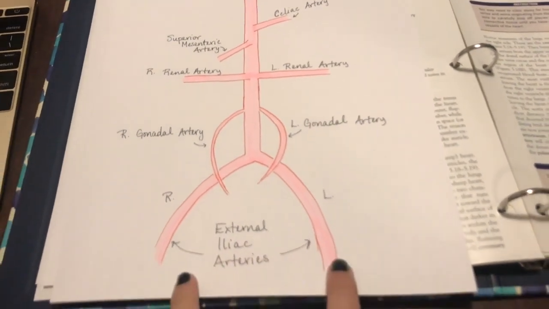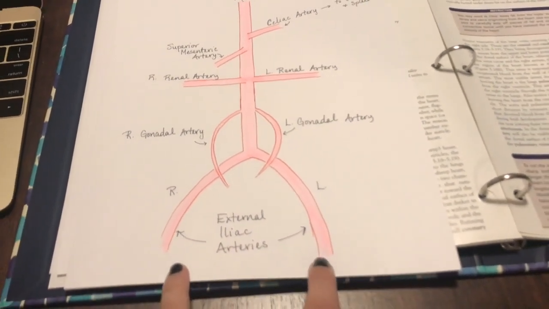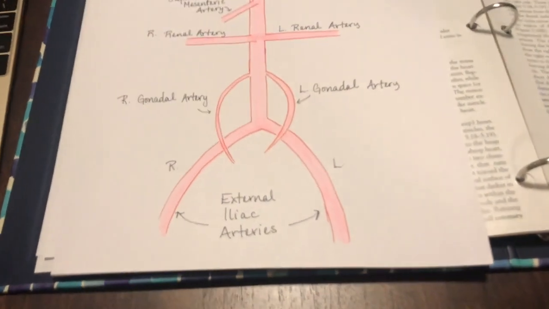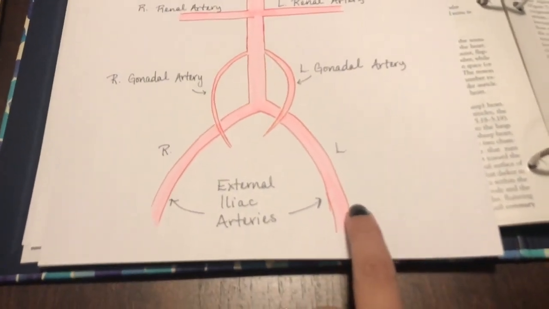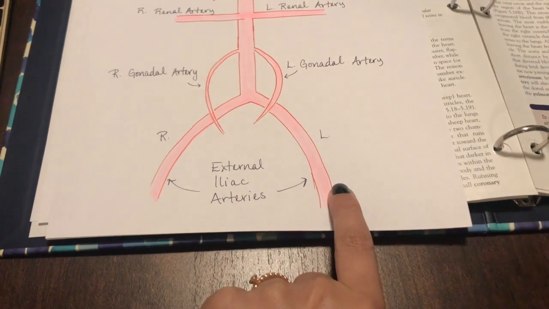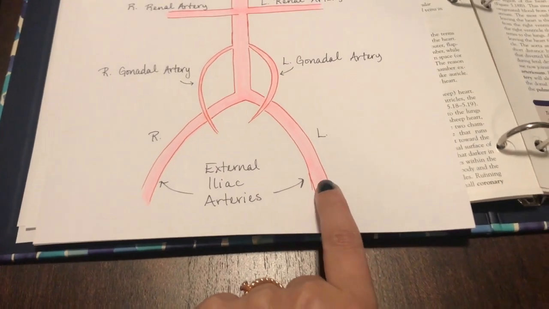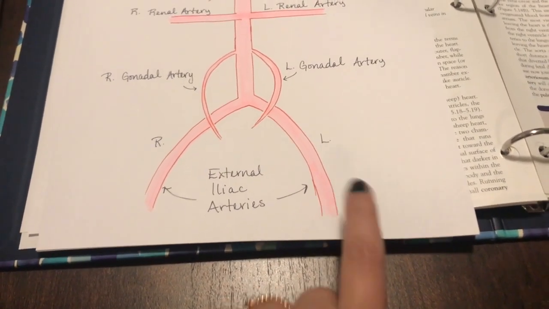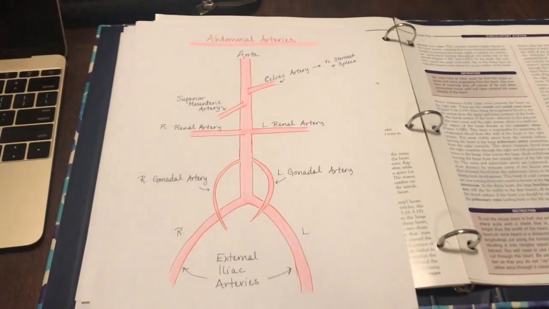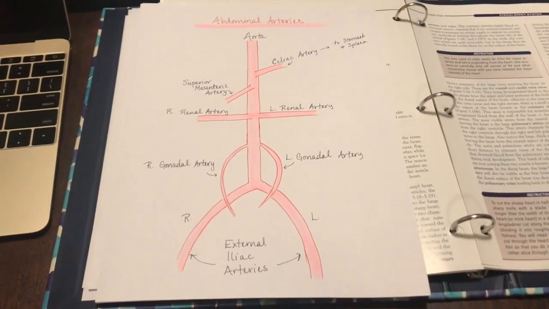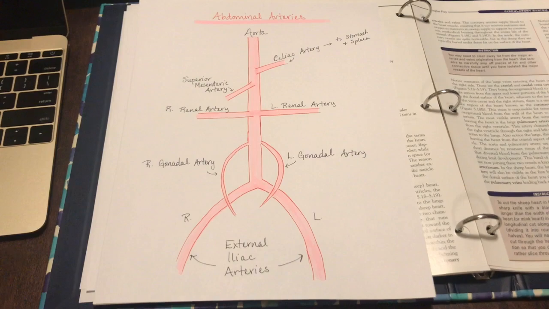And then the last structures that you're going to want to know are the external iliac arteries of the mink. And these, just like the veins, would be running down to either leg of the mink. So those are the blood vessels that you want to know, and good luck studying.